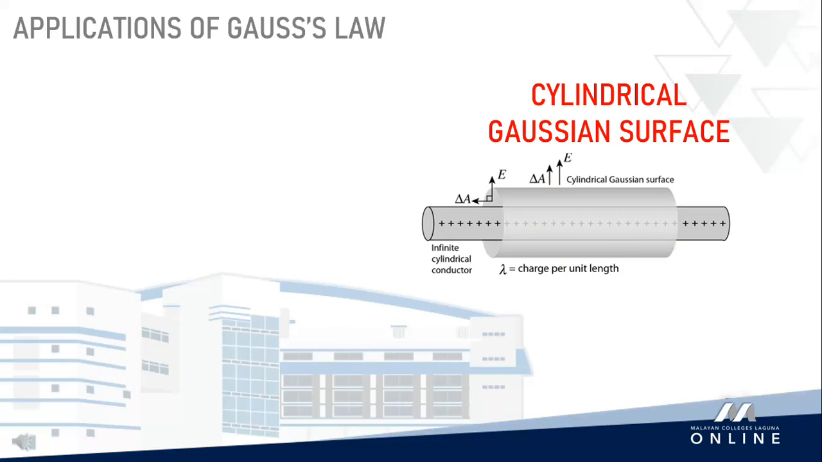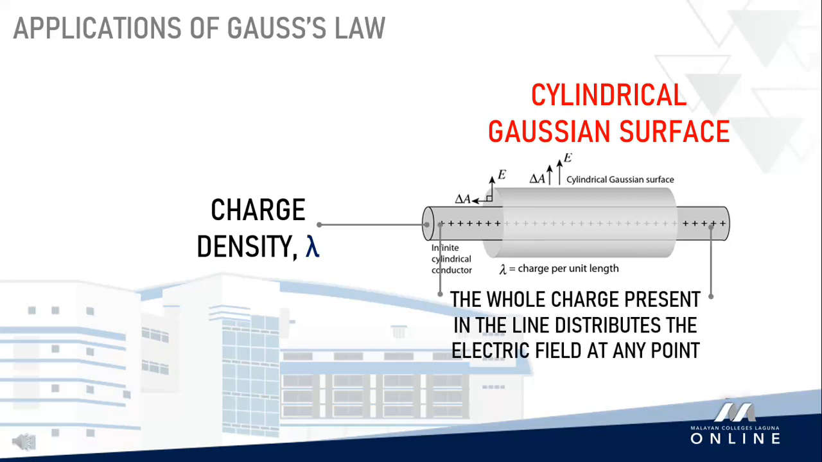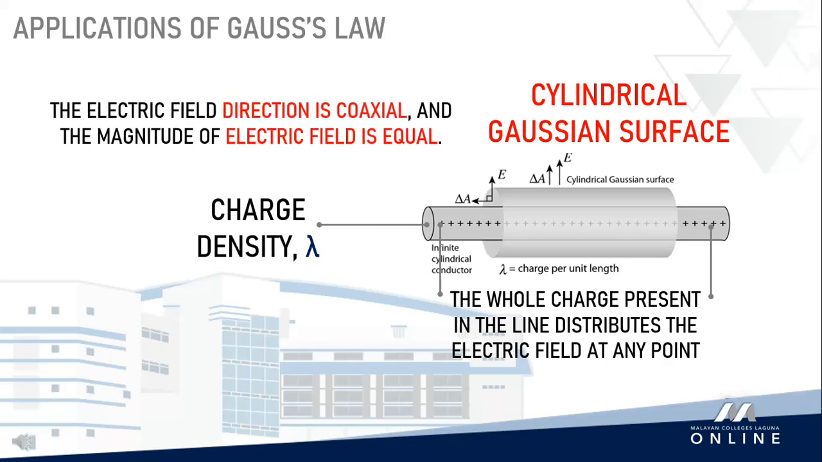Let us take a look at another type of enclosed surface, which is a cylindrical Gaussian surface. If in a spherical surface, charges are uniformly distributed, for cylindrical, charge density, which we represent as lambda, is uniformly distributed along a long line, such as a wire. The whole charge present on the line contributes to the field at any point, thus forming a cylindrical symmetry. What does it say then about the electric field's direction and magnitude? That is right. Since it is still symmetrical, the electric field is equal, but the direction becomes coaxial.